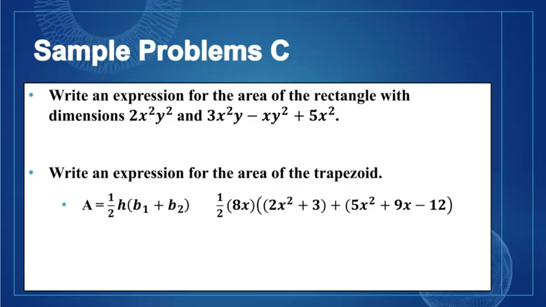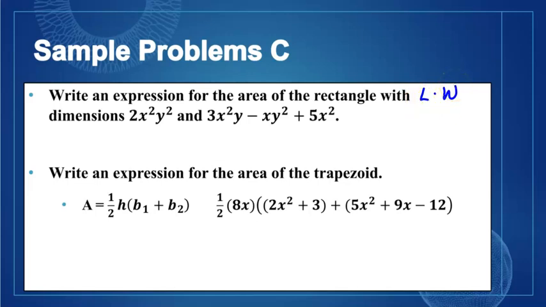Moving on to our next part, which here we have a word problem, or just a word statement. Here it says write the expression for area of the rectangle with dimensions 2x squared y squared and 3x squared y minus xy squared plus 5x squared. So sometimes with polynomials, they might give you a diagram and they might say find the perimeter or find the volume or find the area. Here they're finding the area of a rectangle, and remember the area of a rectangle is length times width.